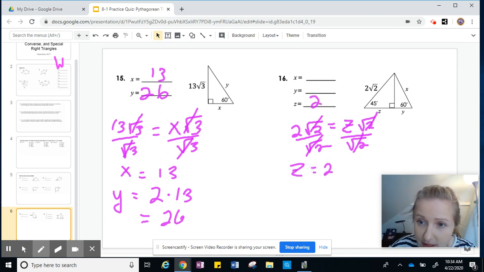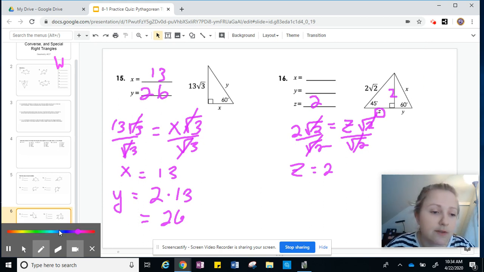Which also means that this thing, so since this is 45, 45, 90, this z right here is the same as this. So that's also 2. And in this 30, 60, 90 triangle, that 2 is the longer leg. So we're going to use that to find x and y. So let's first find y, because that's the shorter leg.